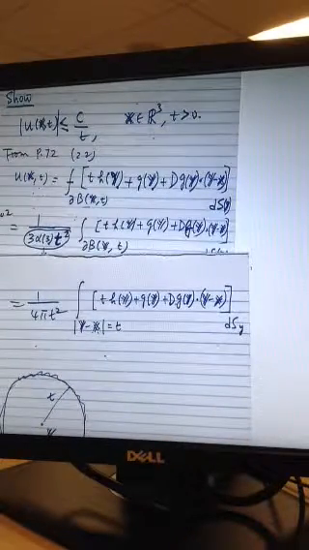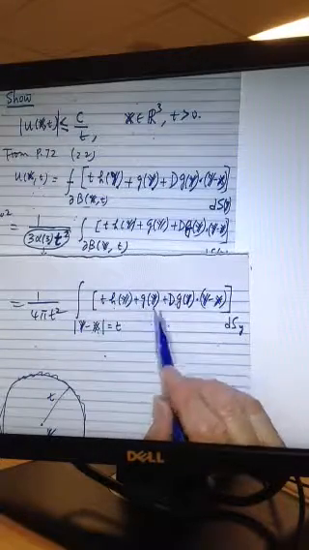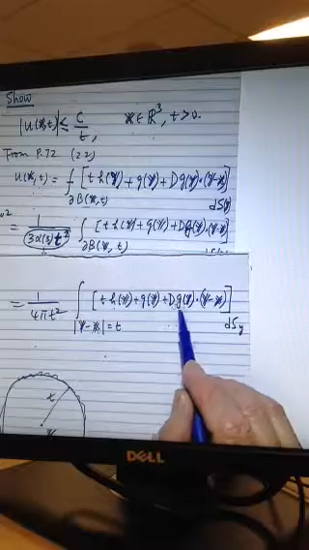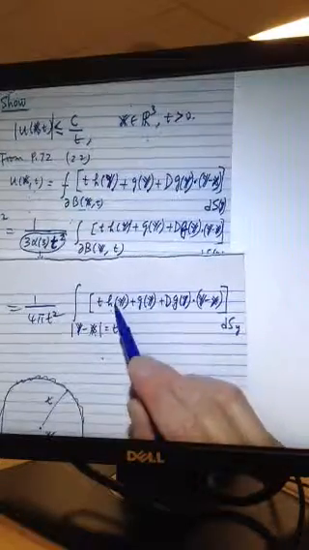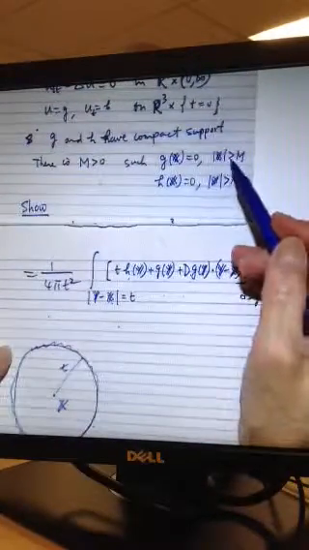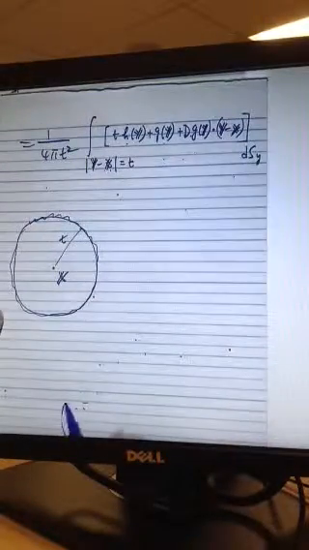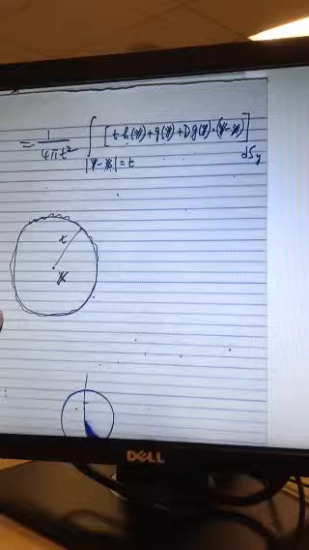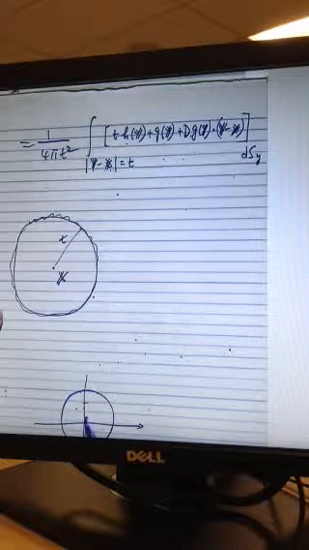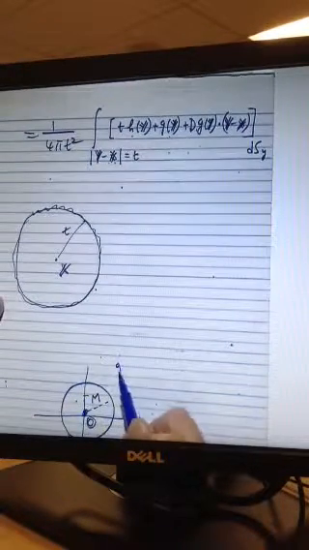Now, h of y and g of y, whatever they are, have a property: they are 0 outside a ball with radius m. So somewhere there's a ball. Let's say this is the origin, 0, and this is radius m. So g is 0 here.